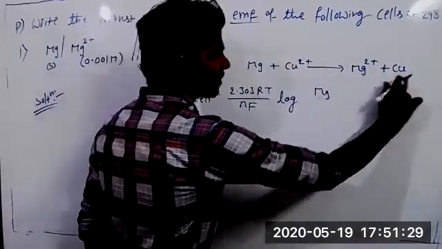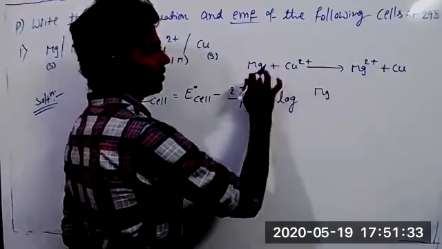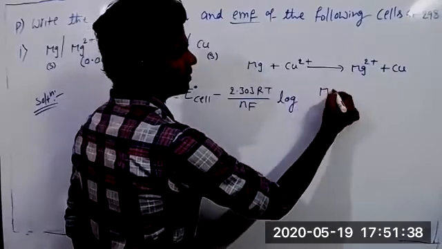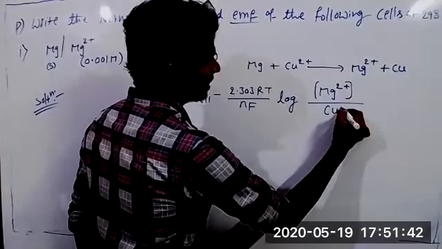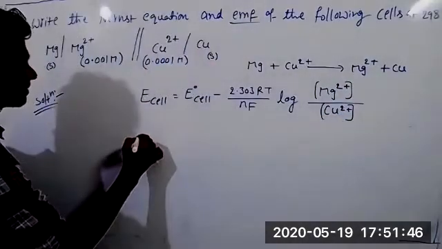Here both are products, but this is a pure metal, no? So we don't need to write it. Only ionic or charged species we have to write. Mg2 plus concentration by Cu2 plus concentration.